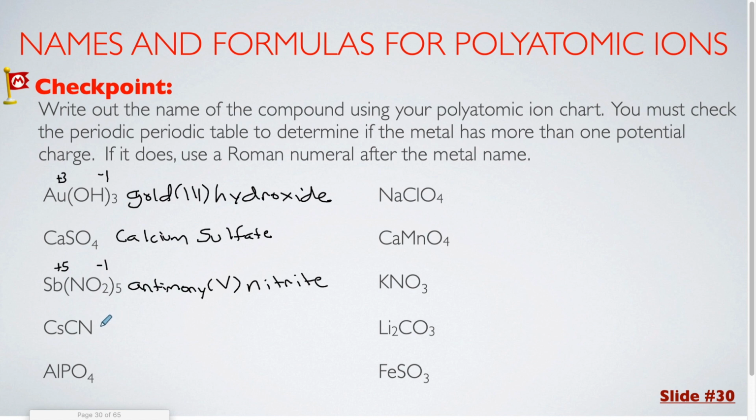In our next example, we have Cs, which is cesium. Cesium is always the same charge, so no parentheses needed for this one. Cn is cyanide. In our next example, we have Al, which is aluminum. Aluminum is another metal which is always the same charge, so no parentheses this time. PO4 is phosphate, a polyatomic ion.